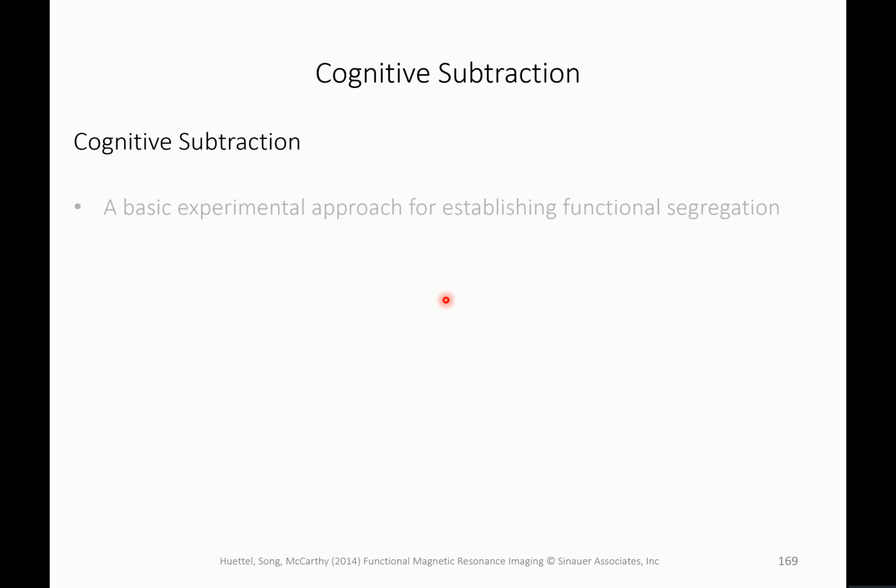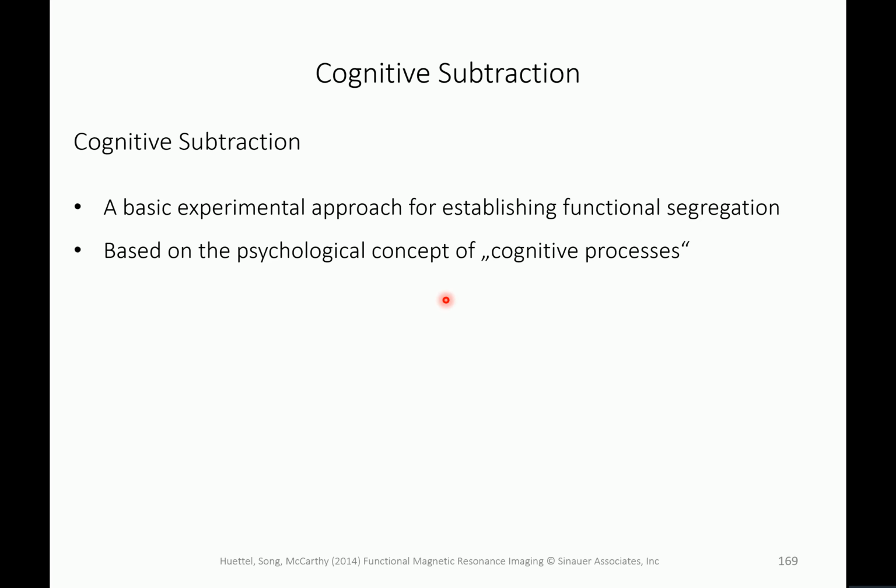Now, what is cognitive subtraction then? Cognitive subtraction relates to functional segregation, so that's just how it is. It's also closely related to brain mapping. Remember that the organization for cognitive neuroscientists using fMRI and EEG is still the Organization for Human Brain Mapping.